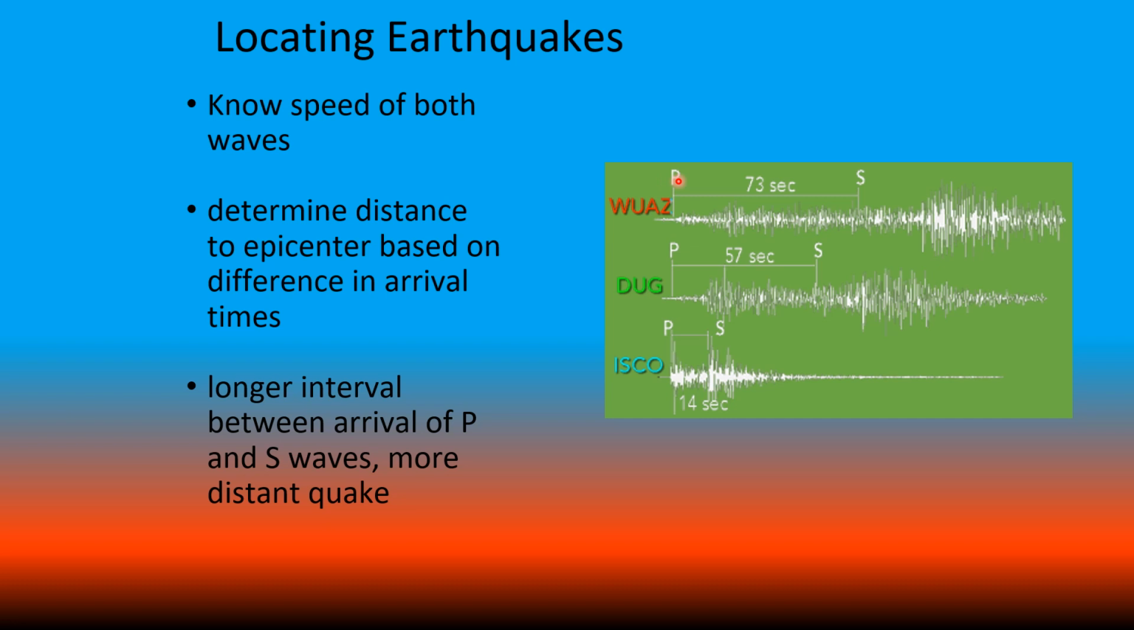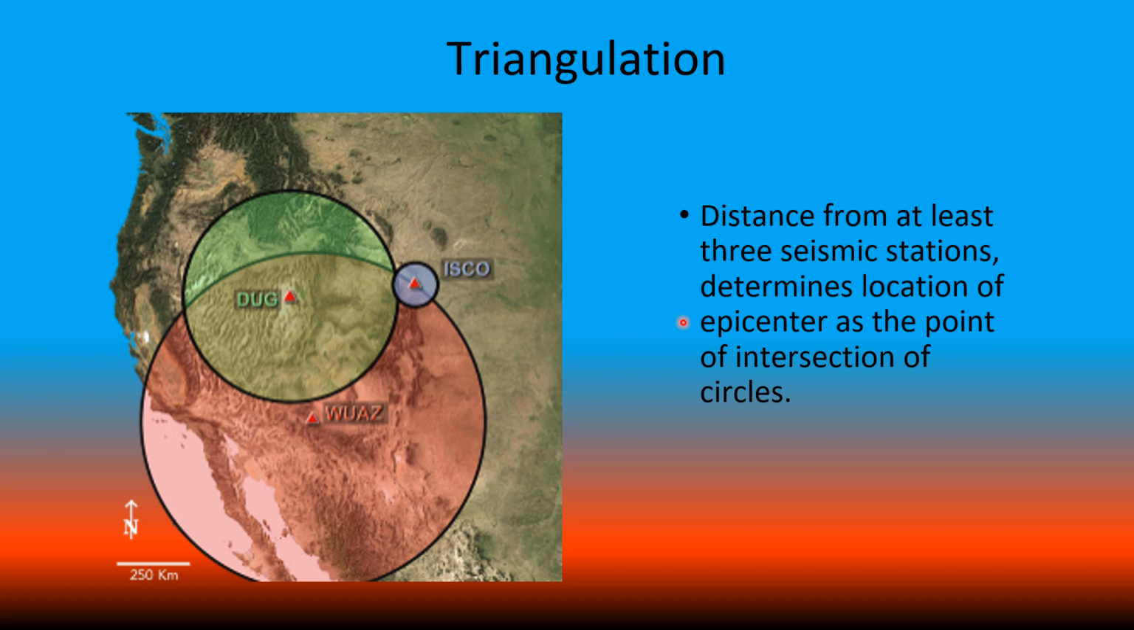And if we were to look at that here, what we do is, if we know the distance from each one, basically these are those three different stations we were just looking at. Here's the 14 second one, here's the 73 second one, etc. You figure out the distance, and you start at the middle here and draw a circle around your station with the radius of that distance.